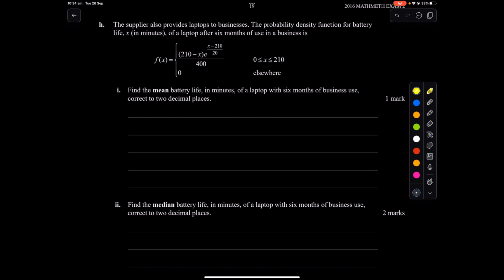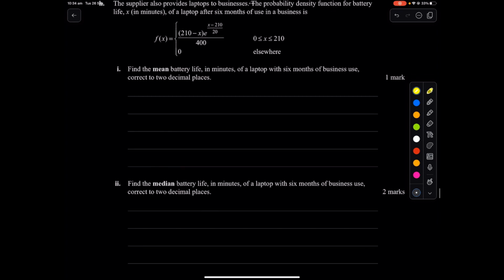The supplier also provides laptops to businesses. The probability density function for the battery life x in minutes of a laptop after 6 months of use in the business is this. Find the mean battery life in minutes of a laptop with 6 months of business use. Okay, easy. So to find the expected value, we know it is just the integral from 0 to 210 of x times f(x) dx.